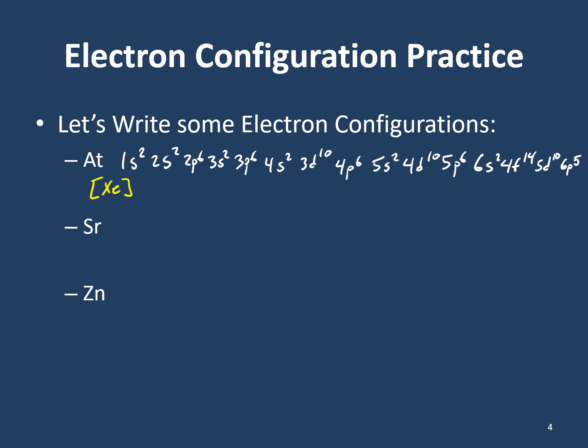Brackets Xe, because that's the noble gas one row up from astatine on the periodic table. And then we're going to just kind of count from there. So that we finished up to basically here is where we finished up to. So we really need to only write what's left.